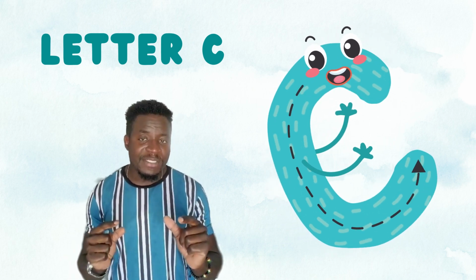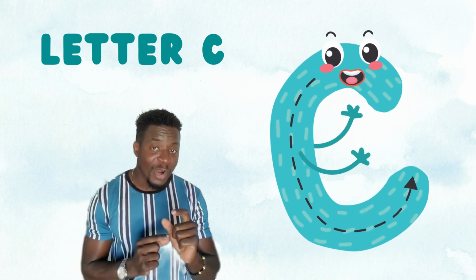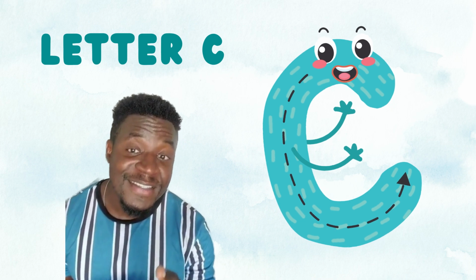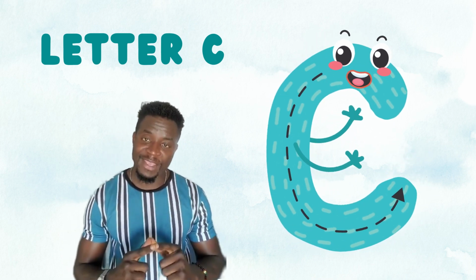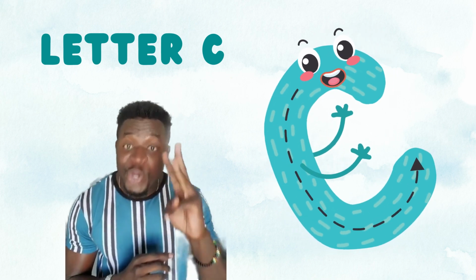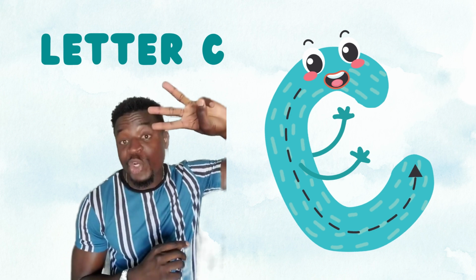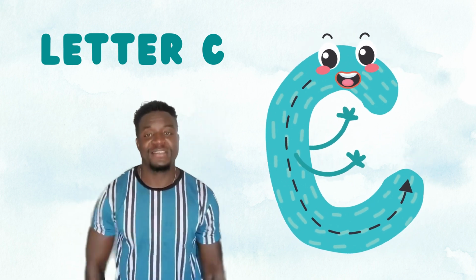How do you pronounce it? It's like C. One more. So it is C. Okay? Now, C is the third, number 3, third letter in the English alphabet.